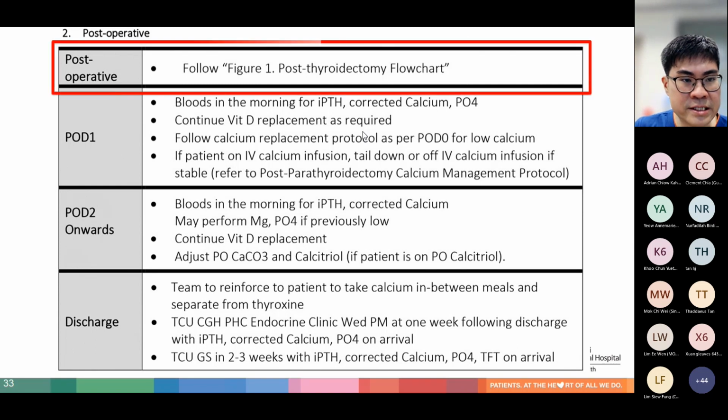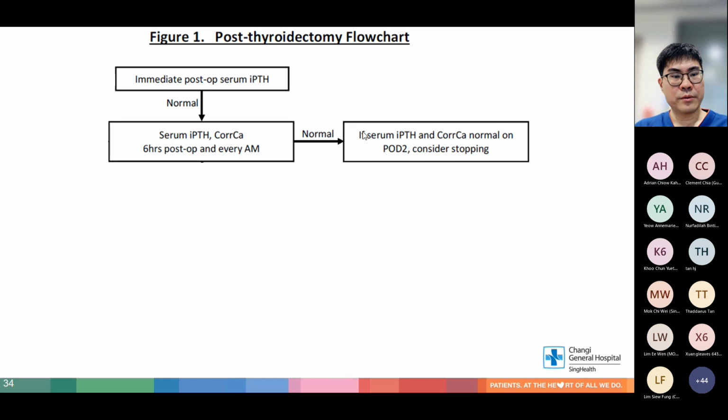But among all of this, I think the most useful is the reminder to follow the flow chart, because this is targeted at our junior doctors who have not had the chance or experience to manage these patients. So what do we recommend? We first look at the immediate post-op iPTH, which is usually done at skin closure. The best route is that, of course, everything is normal.